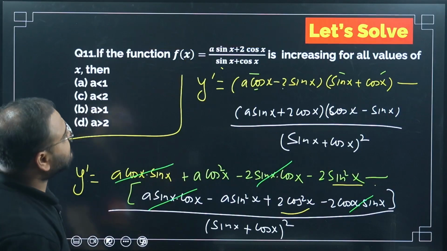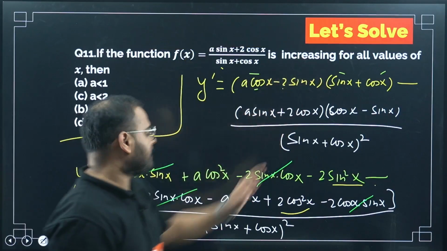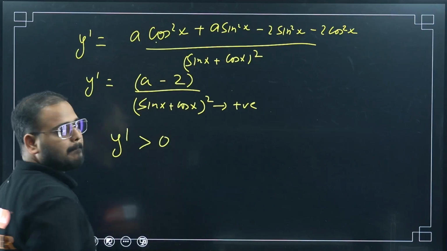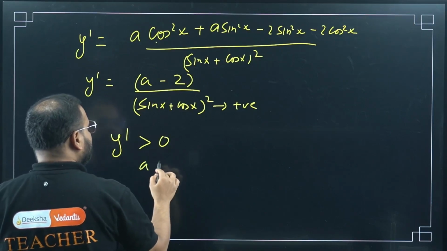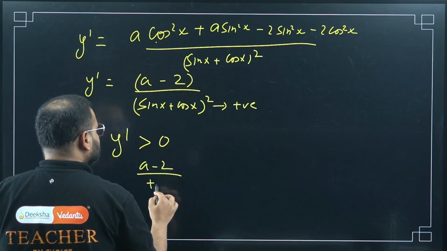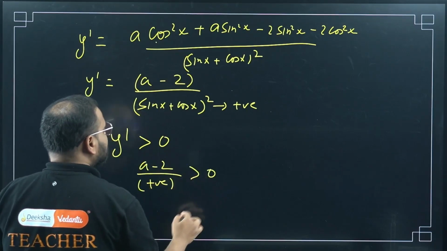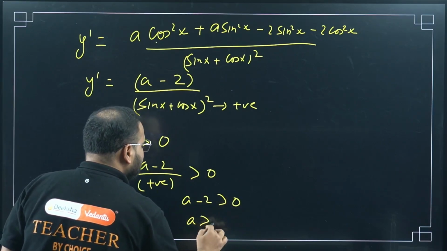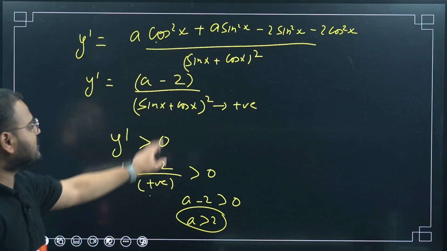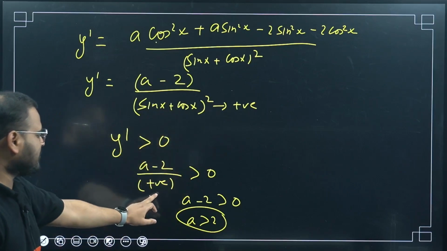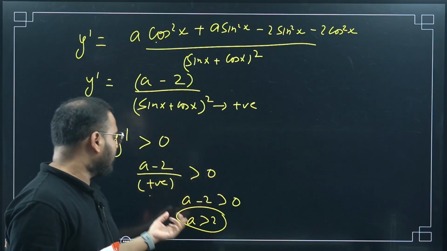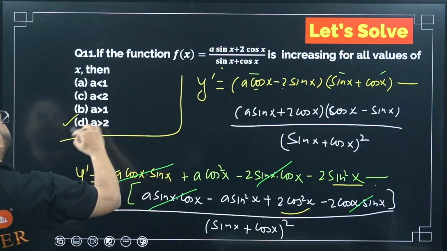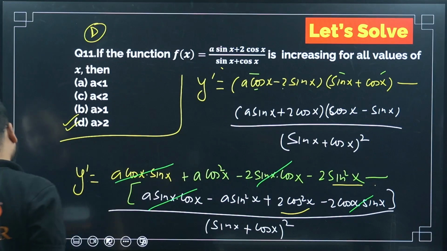What are they asking? Increasing. For increasing, y dash has to be greater than 0. So a minus 2 upon a positive number has to be greater than 0. It means a minus 2 has to be greater than 0, so a has to be greater than 2. I can replace the denominator by some positive number; if I cross multiply, it will become 0 only. Any option like this? Yes sir, option D.